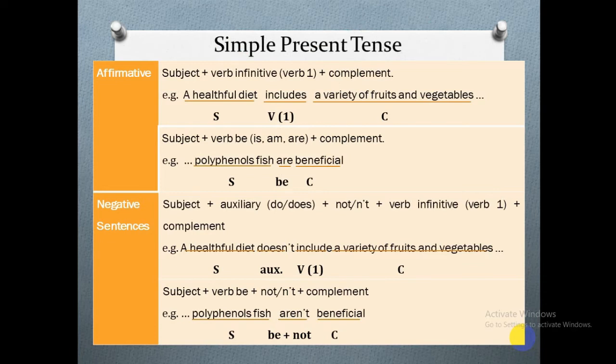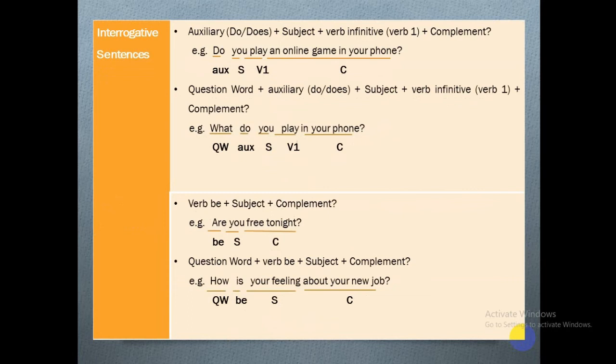In affirmative form, we can use infinitive verbs, or we usually call them verb 1. We can also use verb be in the form of is, am, are, depending on the subject used. While in the negative form, we just have to put not after the auxiliary do or does or verb be. The concept of interrogative sentence is also quite similar. We just have to put the auxiliary in the front part of the sentence, or simply add a question word.